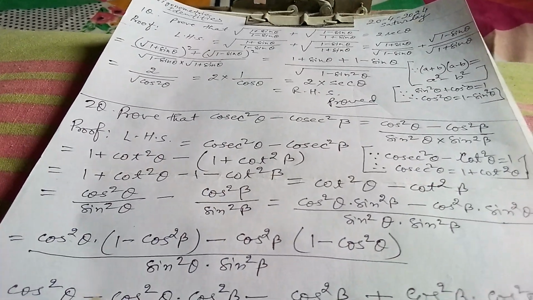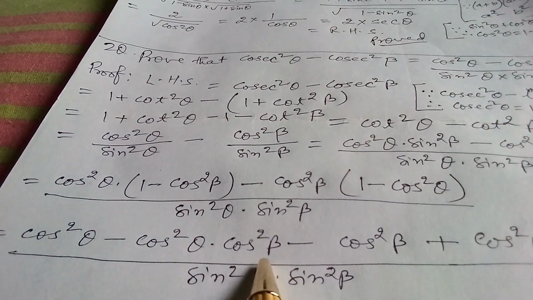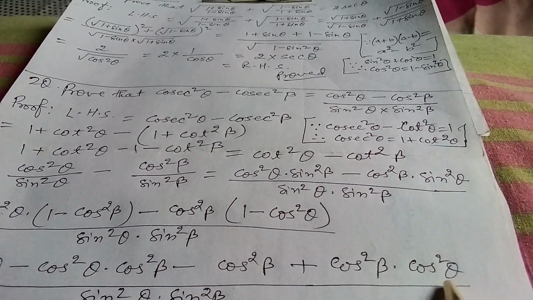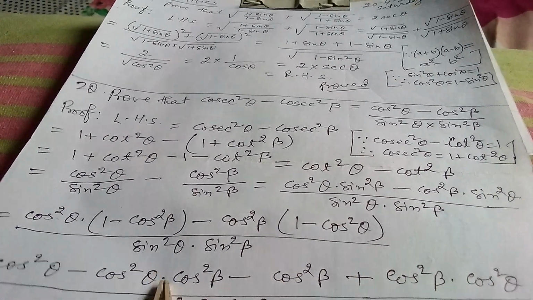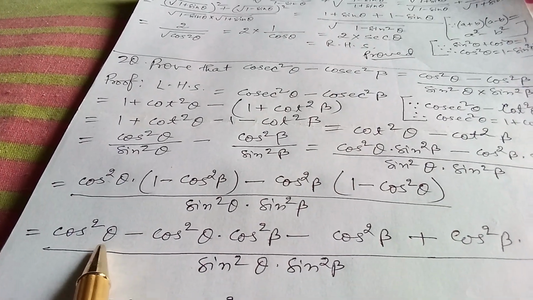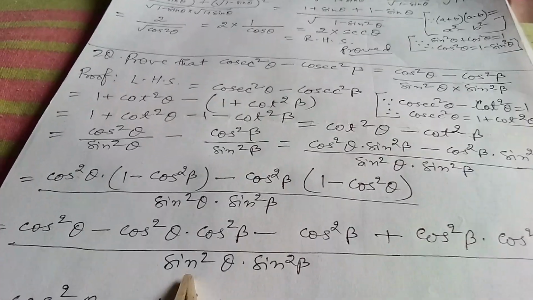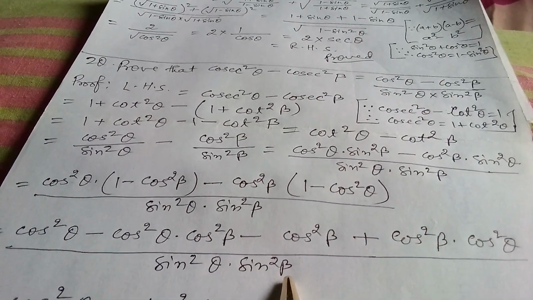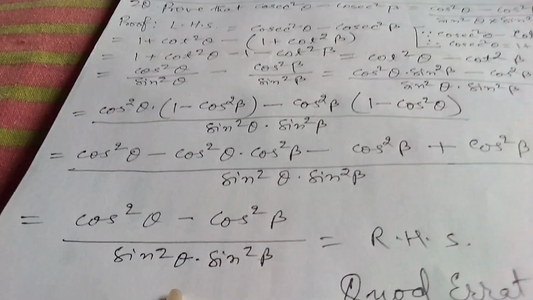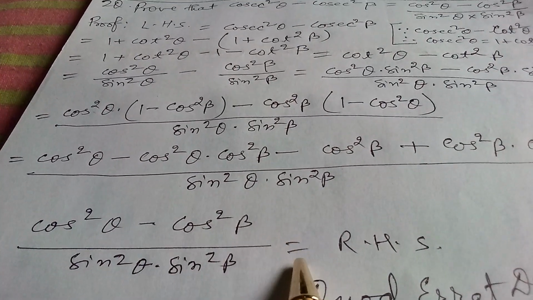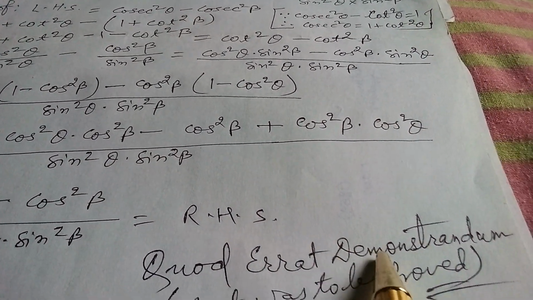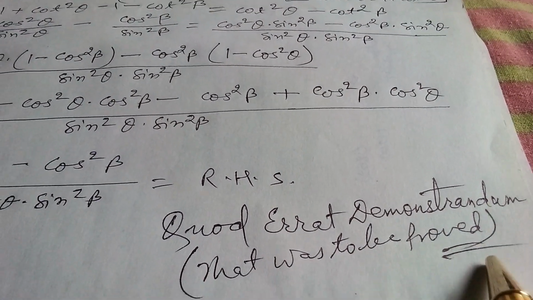Now again you find this minus cos square theta into cos square beta and plus cos square beta into cos square theta, both are like terms but have different signs. So these two are cancelled, and then we are left with cos square theta minus cos square beta by sin square theta into sin square beta. And that only we have to prove. So cos square theta minus cos square beta by sin square theta into sin square beta equals the right hand side, and that is quod erat demonstrandum, that was to be proved.